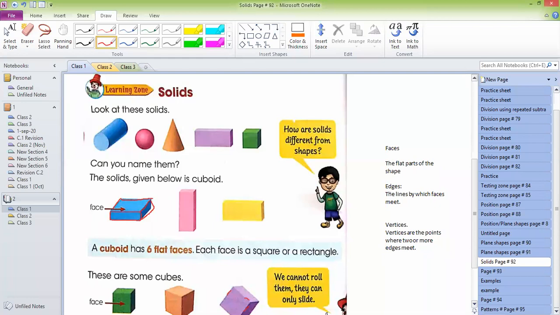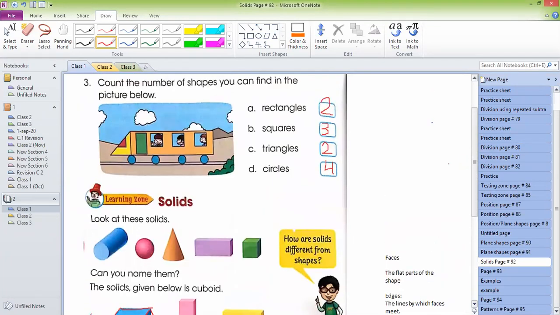So these all lines are edges. Vertices are another word for corners. I told you that vertices are another word for corner.